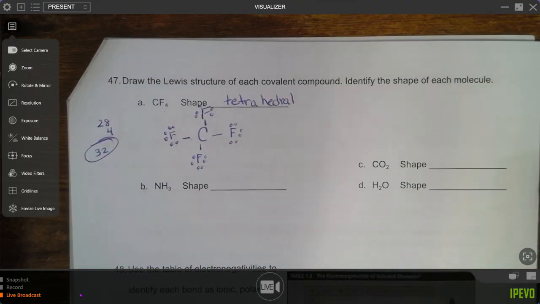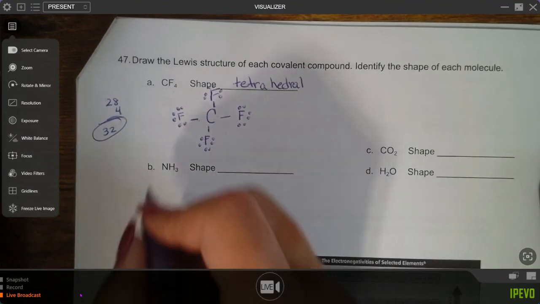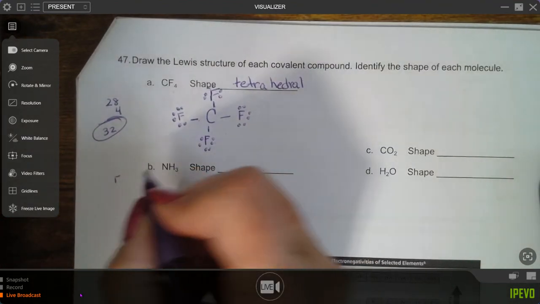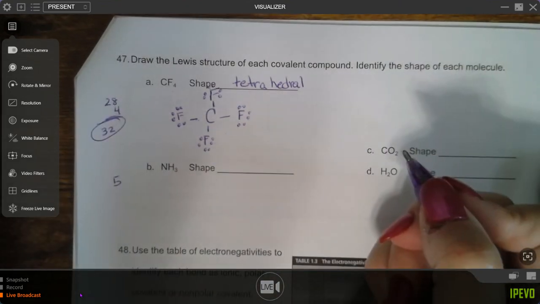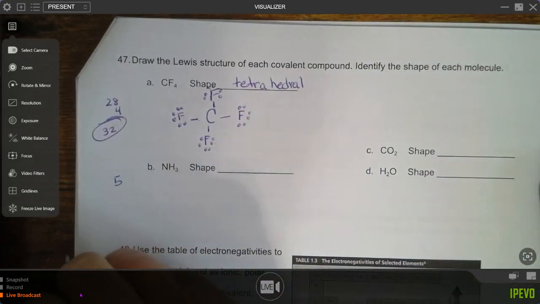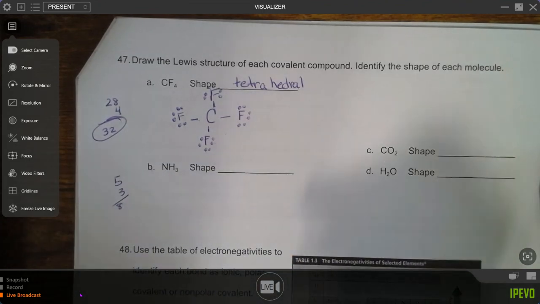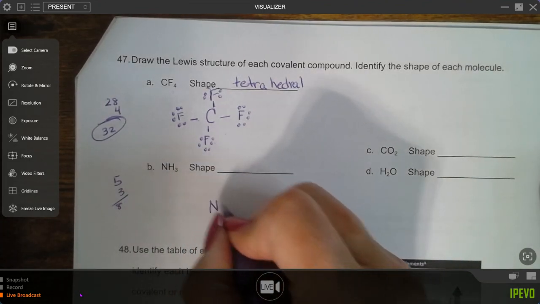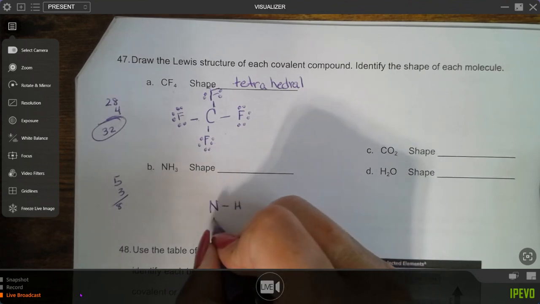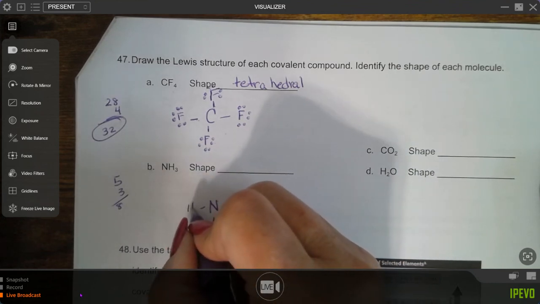All right. NH3. So nitrogen has 5 valence electrons. Hydrogen has 1 each, so that's a total of 8 valence electrons. So we do the same thing. We put nitrogen in the middle. We connect the 3 hydrogens with single bonds.